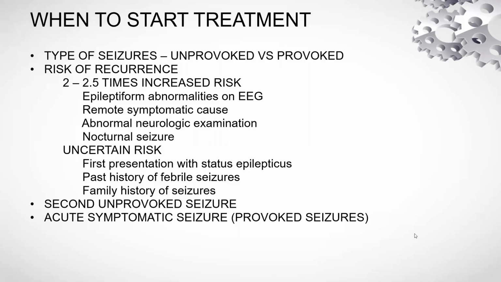If there is abnormal neurological examination, either in the form of focal neurological deficits or intellectual disabilities, then also the risk of recurrence increases. Or if the seizure was a nocturnal one, then also the risk increases. Apart from these risk factors, there are also three minor risk factors which also increase the risk. These include first presentation with status epilepticus, a past history of febrile seizures, and a family history of seizures.